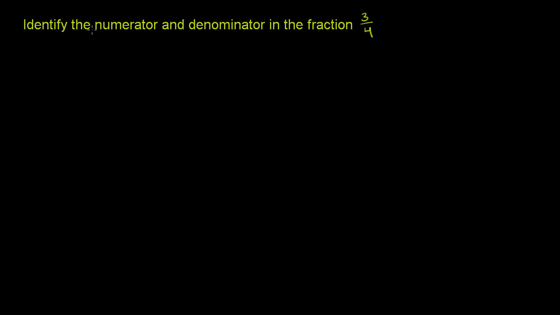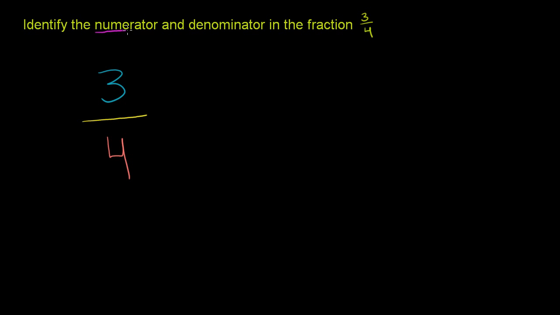We're asked to identify the numerator and denominator in the fraction 3 over 4, or 3/4. So let's rewrite this just so it's nice and big. Let me just write the fraction. So we have 3 over 4. 3 over 4. Now, they want us to identify the numerator and the denominator.